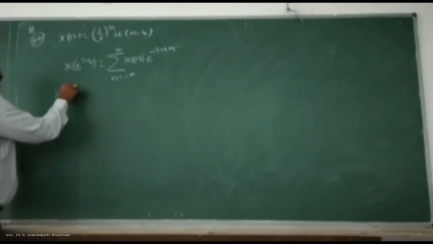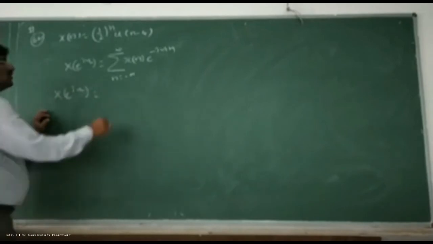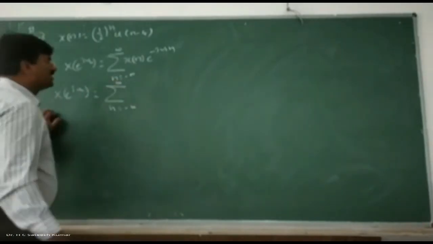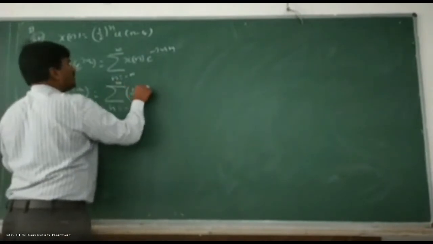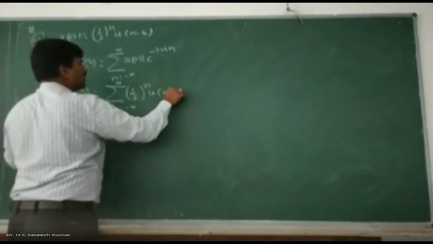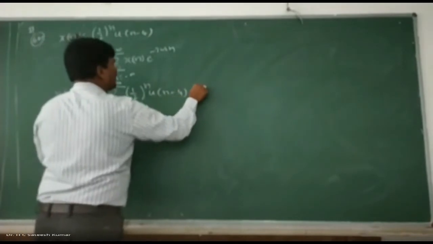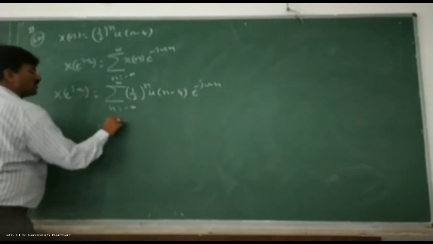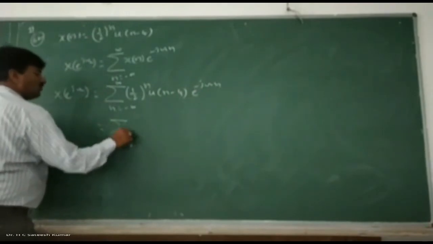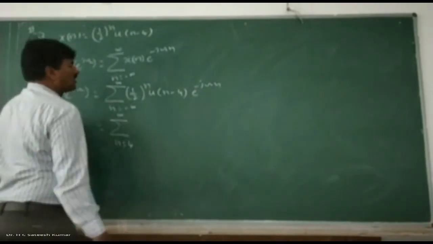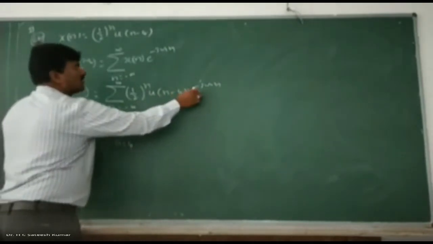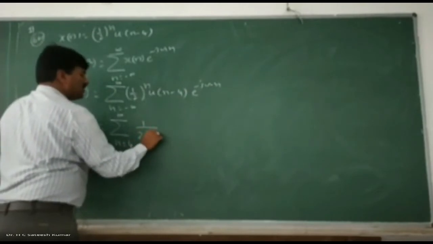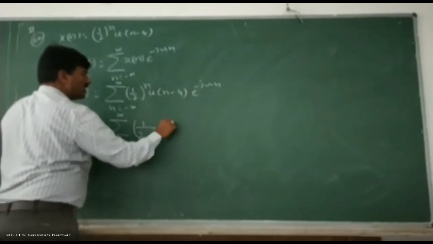X of e to the power of j omega is equal to summation n varies from minus infinity to plus infinity, x of n is half to the power of n into u of n minus 4, into e to the power of minus j omega n. When I say u of n minus 4, the summation n varies from 4 to infinity. You can write e to the power of minus j omega and take it to the denominator. Therefore, you will get 1 by 2 into e to the power of j omega, whole power n.